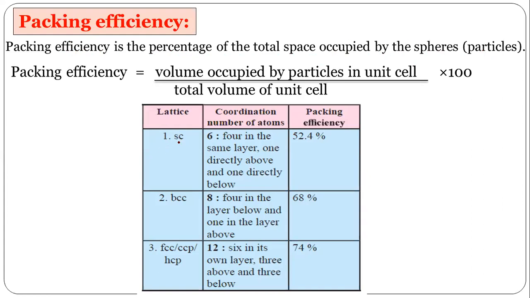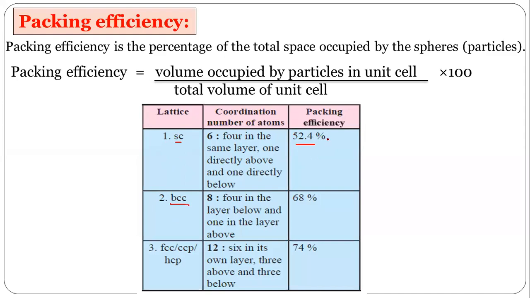In the case of the simple cubic unit cell, the packing efficiency is 52.4, meaning 52.4% of the space is occupied. We are discussing the cubic system only. We already discussed that in the cubic system there are three types. The first one is primitive, also called simple, or simple cubic.